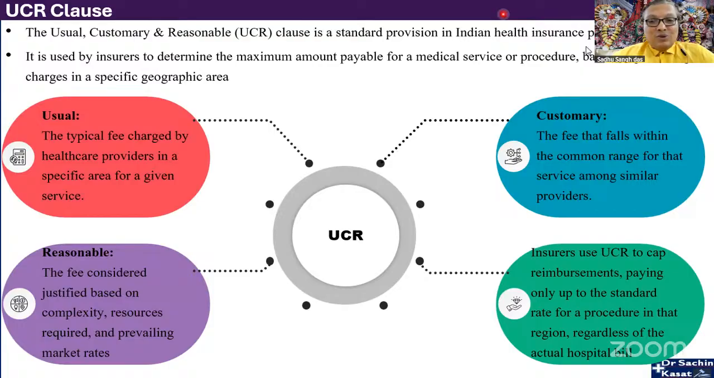When we say resources required, it means what is the expertise of the service provider. And prevailing market rates, again, it's an interplay between usual and customary. So the insurers use UCR to cap reimbursements, paying only up to the standard rate for a procedure in that region, regardless of the actual hospital bill.